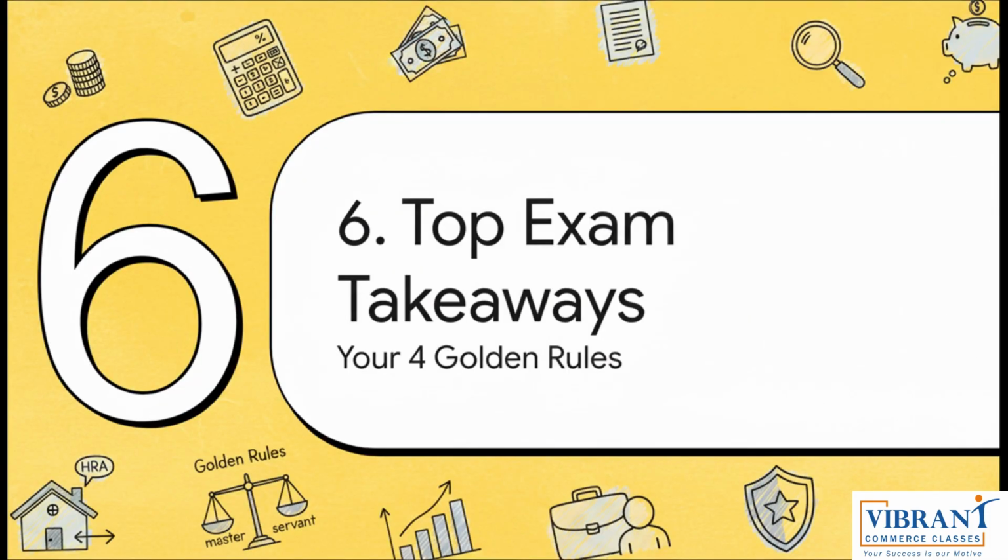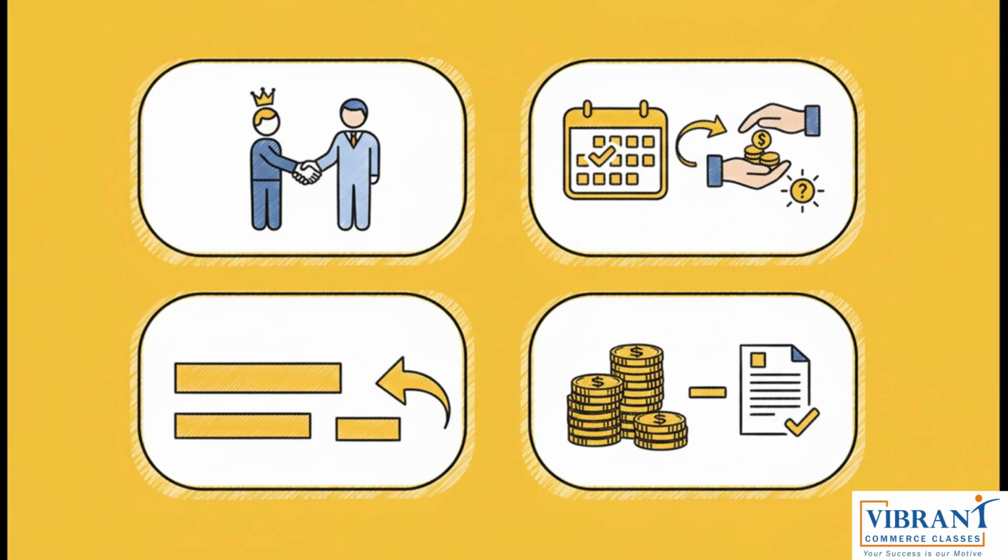Okay, we've gone through a lot, so let's do a final, super quick recap. Here are the 4 golden rules from this chapter that you absolutely must remember. Number 1, the master-servant relationship is always the first and most important test. Number 2, salary is taxed on a due or receipt basis, whichever happens first. Number 3, your HRA exemption is always the least of the 3 amounts we calculated. And finally, number 4, don't forget to subtract those Section 16 deductions right at the end.